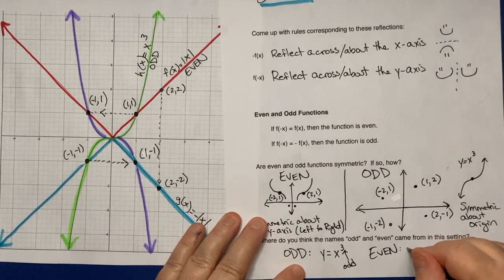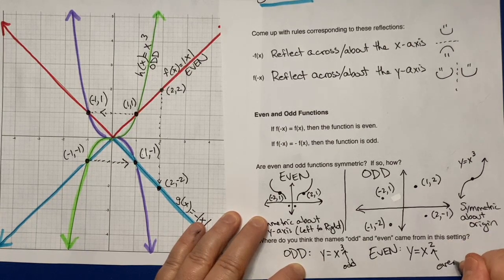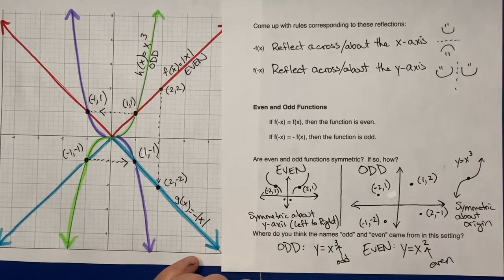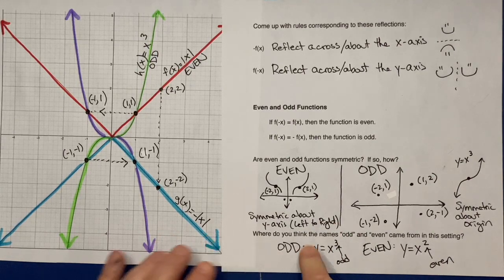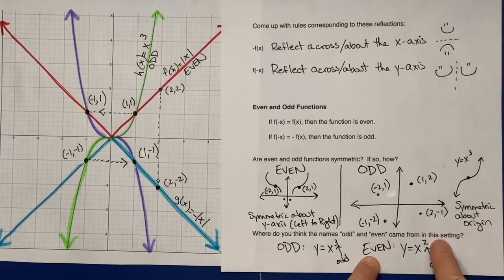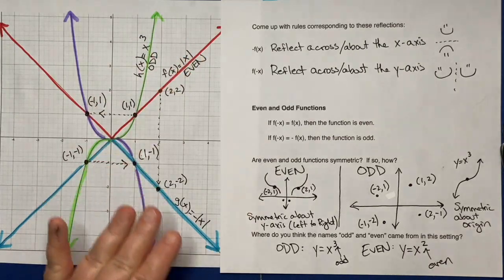Even, something like y equals x squared, is even. So it has to do with the exponents. The powers of x: odd powers are odd functions. They do that pinwheel thing. Even powers are even functions, which means they do the full D thing.